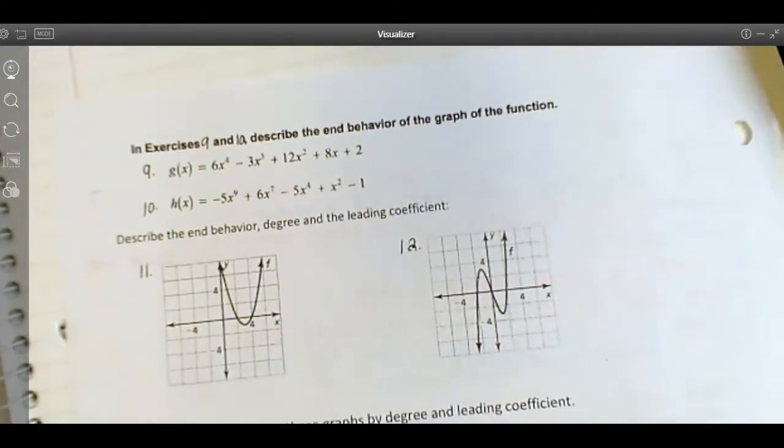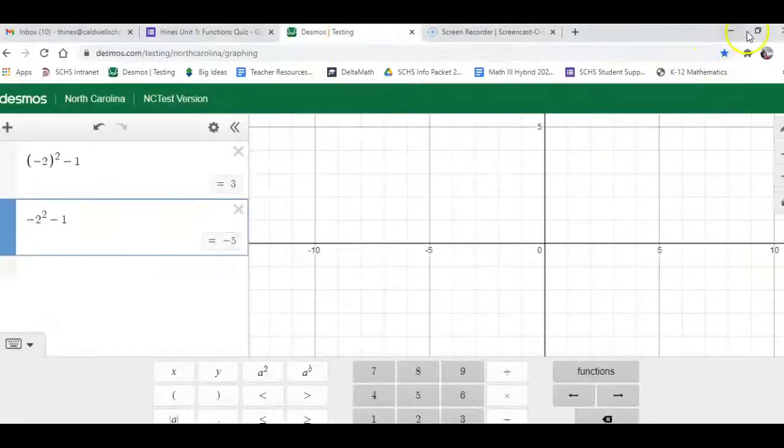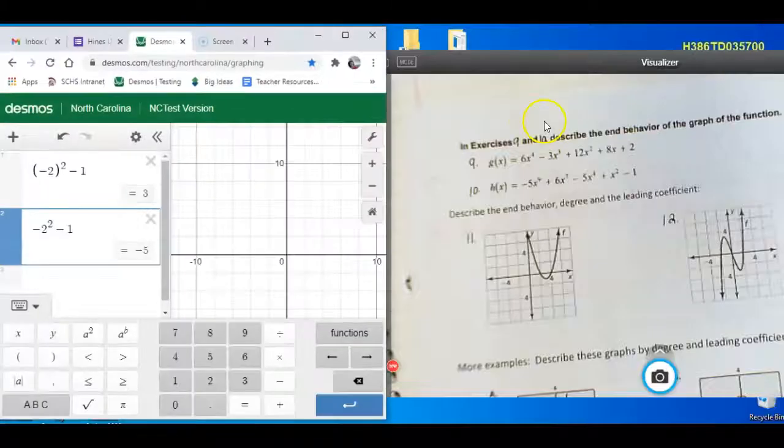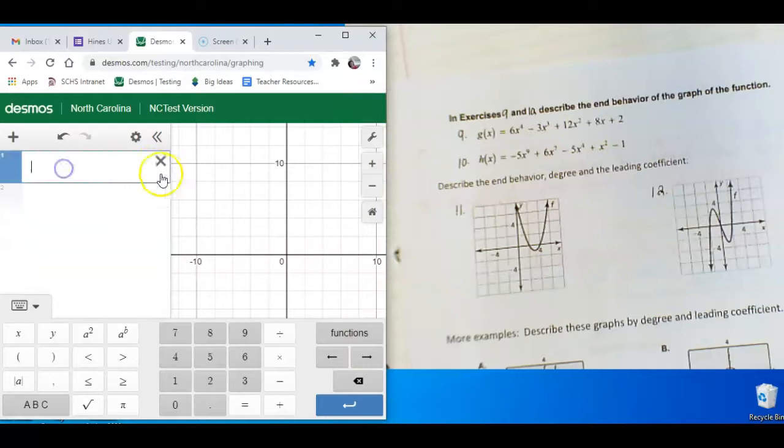So number 9 and number 10, it says describe the end behavior. Okay? So what I'm going to do is graph it in Desmos. And the good thing is that you can graph these, because these are going to be some weird graphs. So I'm just going to go ahead and put it in there. You can put g of x if you want to. It doesn't hurt anything to put that.